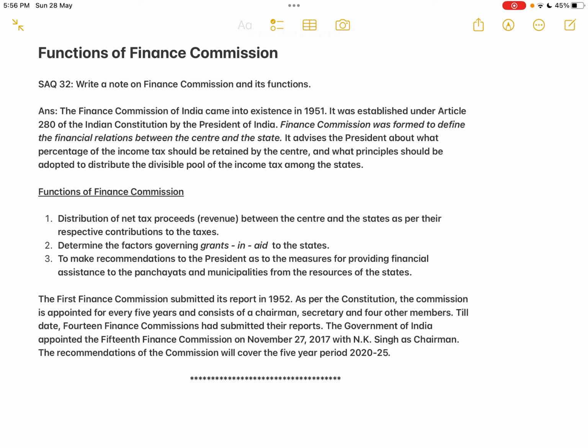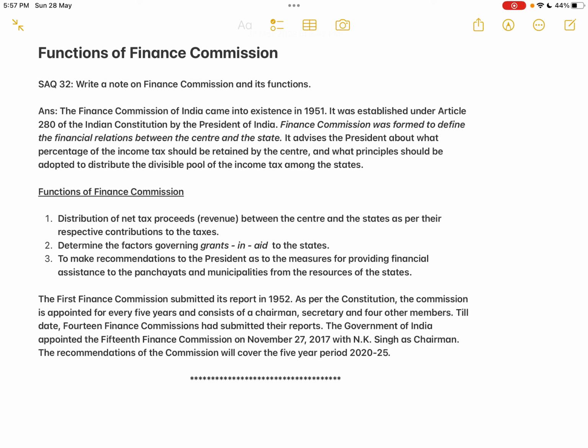And then the second one, determine the factors governing grants in aid to the states. So only under special circumstances are the grants provided by the central government to the state government. It is not a regular practice. Only under exceptional circumstances is the grants in aid provided by the central government to the state government. So what are all those kinds of circumstances, whether that particular state government is eligible to receive the grants in aid? That advice is given by the Finance Commission to the Government of India through the President.